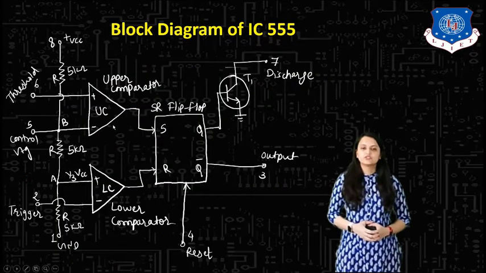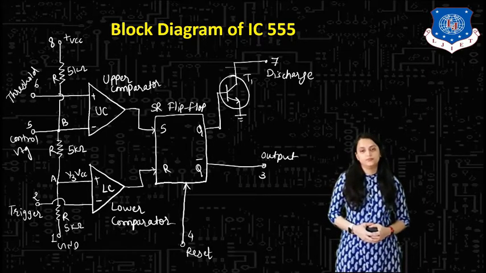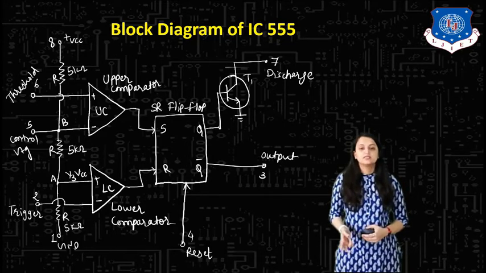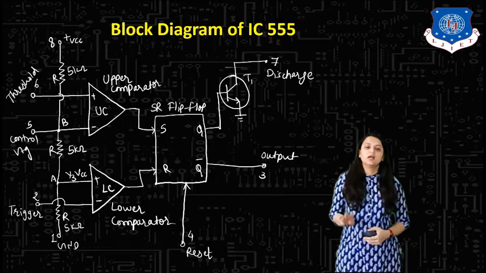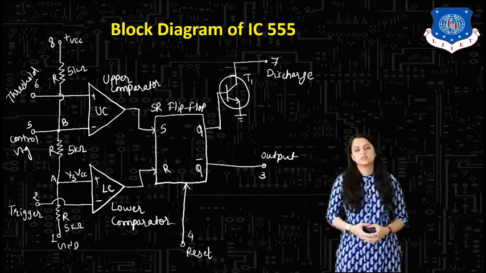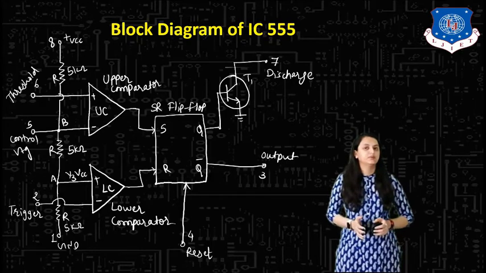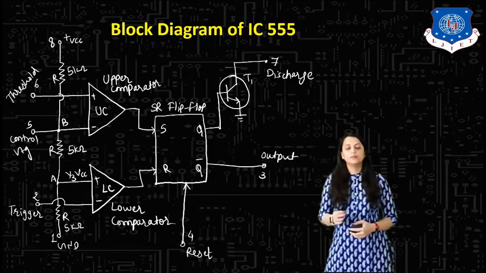So let us see first of all the block diagram of IC 555. This is the block diagram of IC 555, which has the main four components. First one is upper comparator, second one is lower comparator, third one is flip-flop, that is RS flip-flop, and the fourth one is discharge transistor. So these are the main four blocks of the IC 555 block diagram.